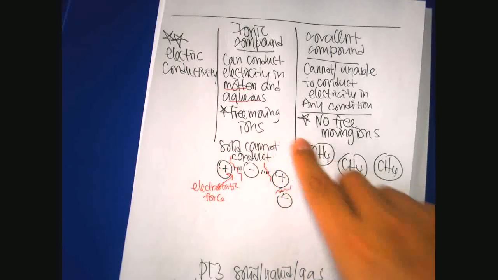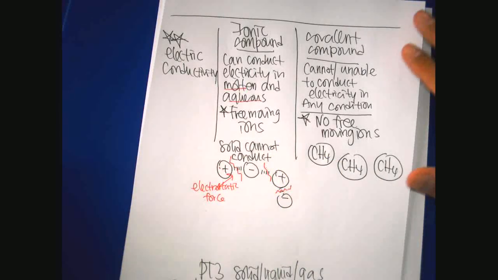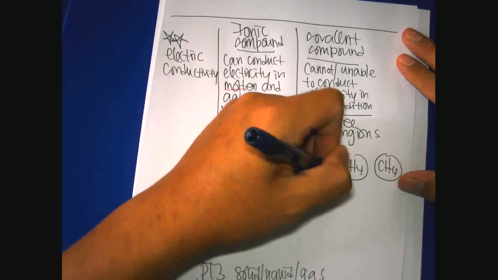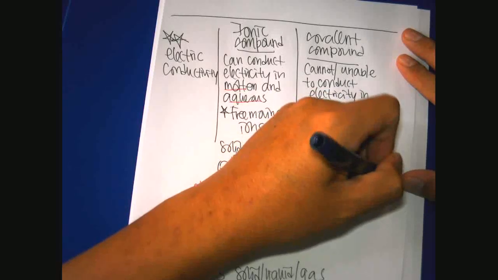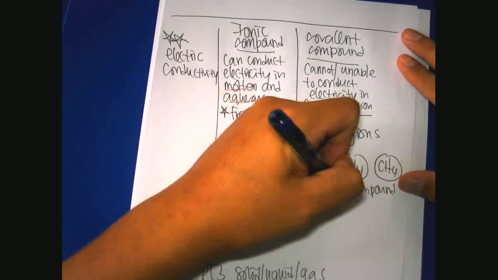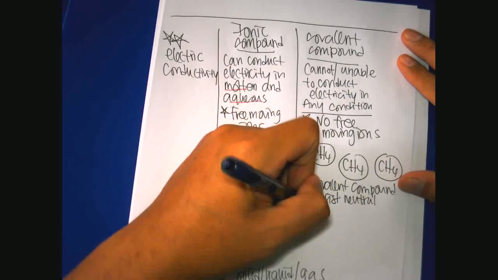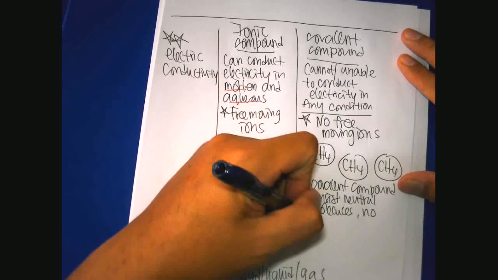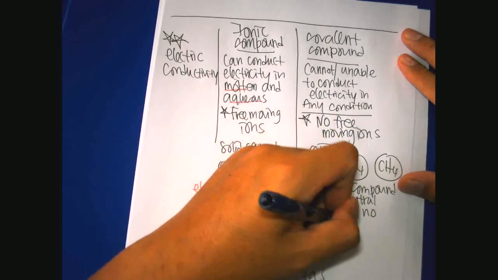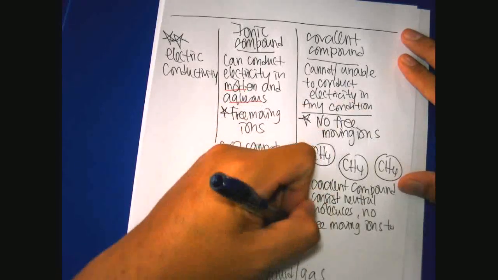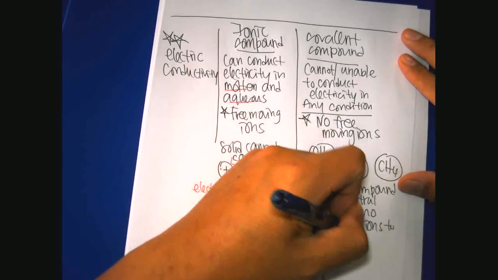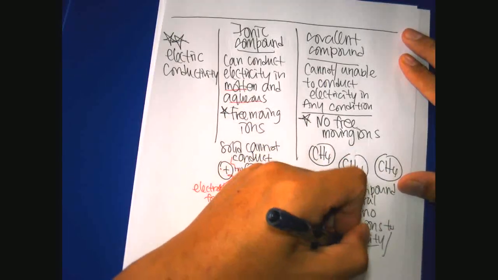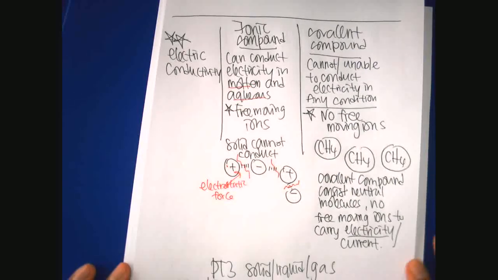So now you can write it this way. Covalent compound cannot conduct electricity because there are no free moving ions, because all the covalent compound is made of or consists of neutral molecules. So when we have neutral molecules, you don't have free moving ions in order to carry the electricity. You can call it electricity, or some books call it current also. So this is what you need to know.